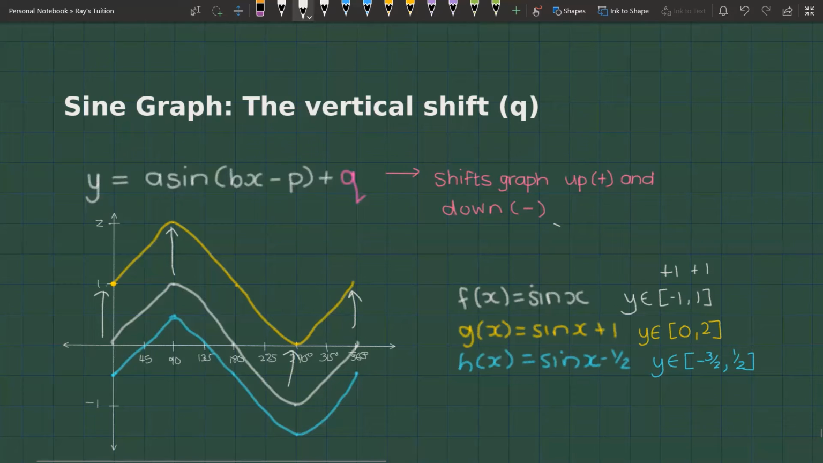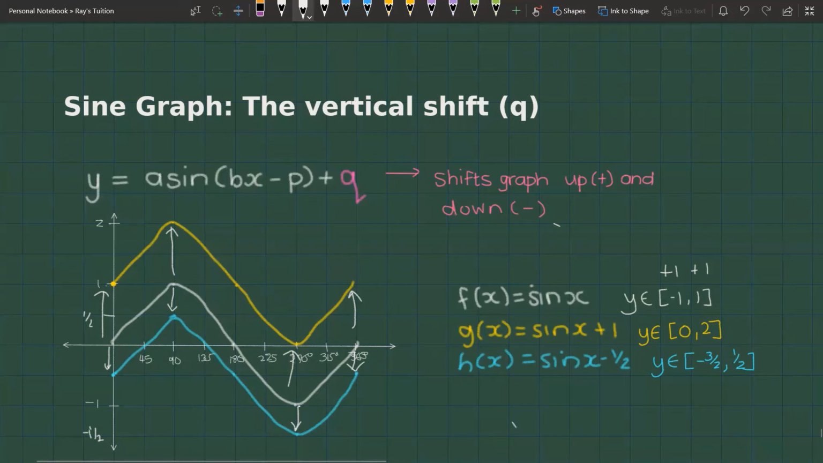For the blue graph, we have y is equal to sine x minus a half, and that has been shifted half a unit down. So once again, comparing it to the white graph, you'll note that the blue graph is exactly 1/2 of a unit down. Again, the range of the blue graph is different. It goes from -1.5 all the way to 1/2. And once again, we can get that by saying -1 minus 1/2, and that's how we get -1.5, and 1 minus 1/2, which gives you a half.